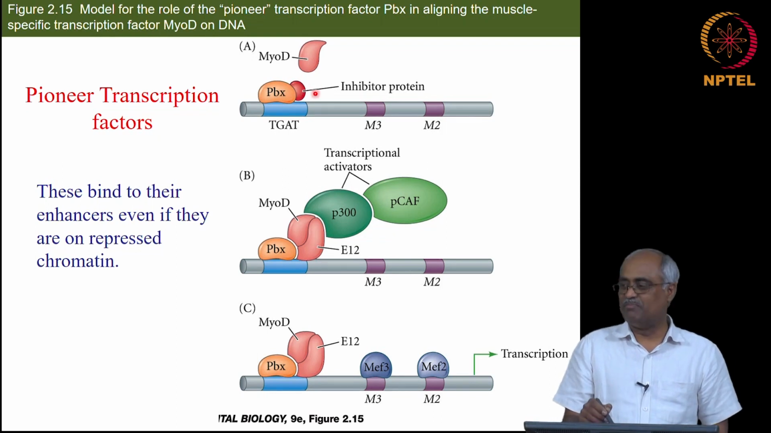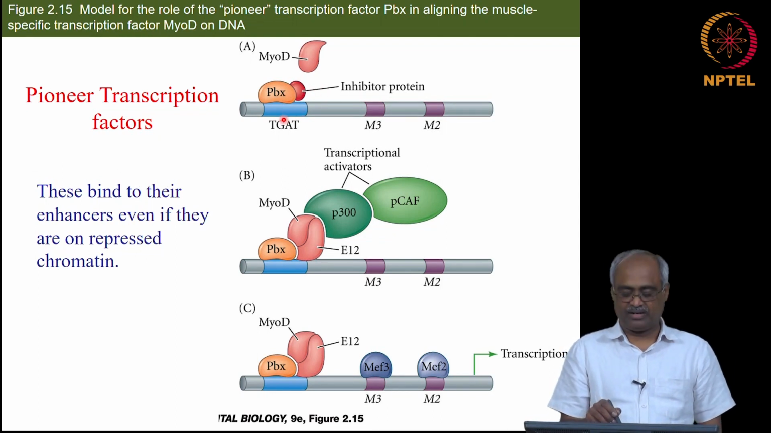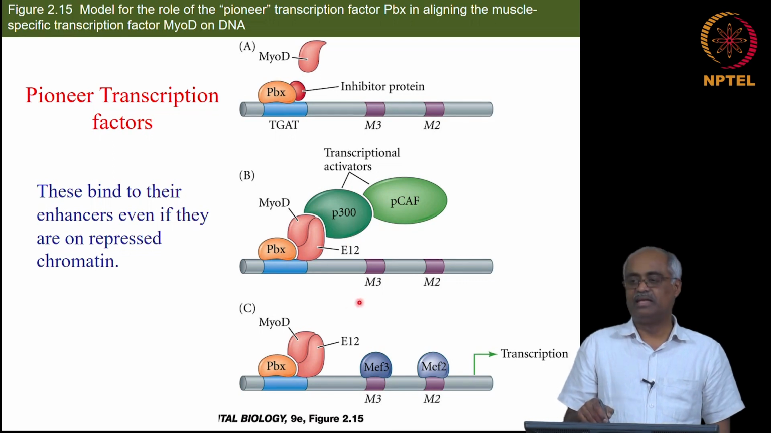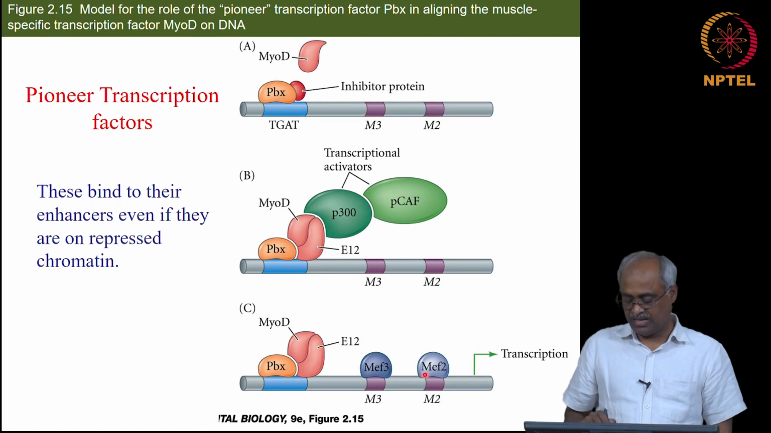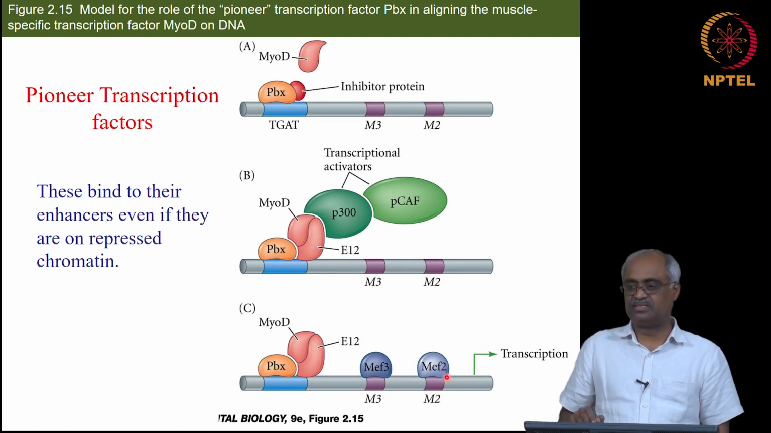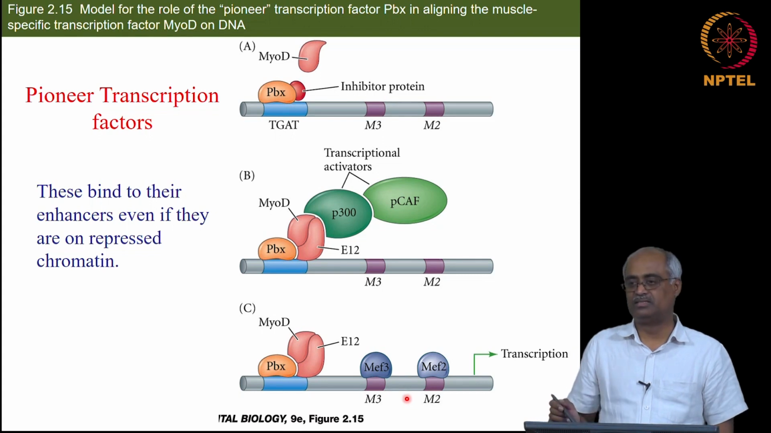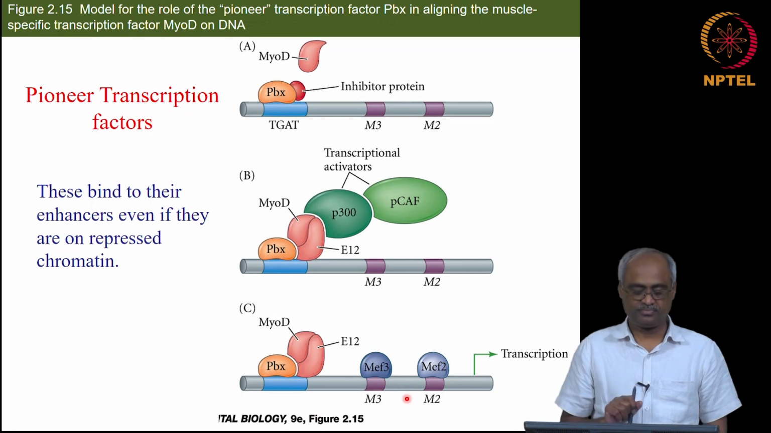It probably binds to inhibitors bound to that repressed chromatin, but once this transcription factor binds, it can recruit, for example, MyoD transcription factor, which will come with other accessory factors that help in really activating the transcription finally, and open up the place so that MEF3, MEF2 etc. can come and bind to their respective enhancers and initiate transcription. So these are the pioneer transcription factors.